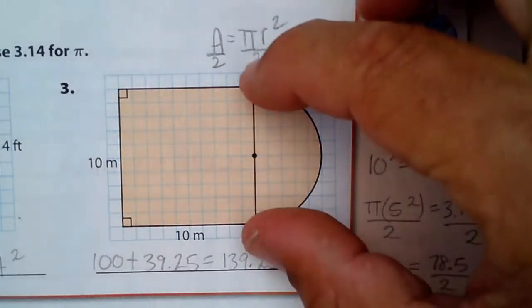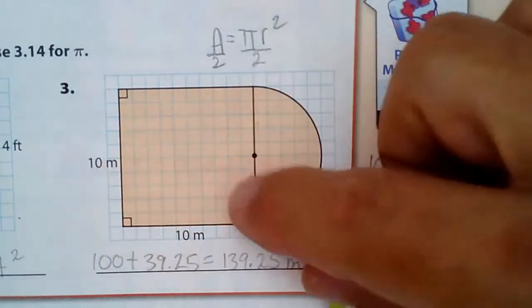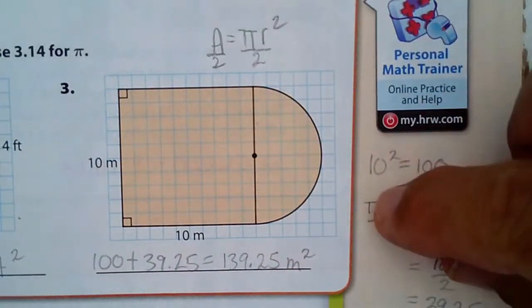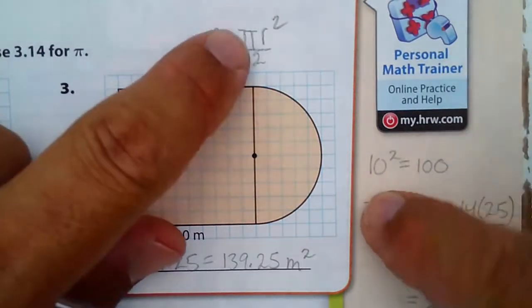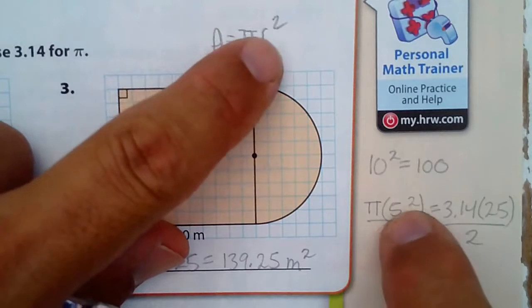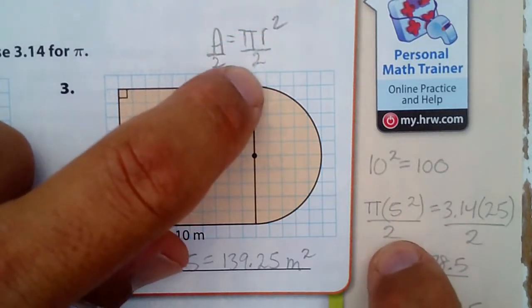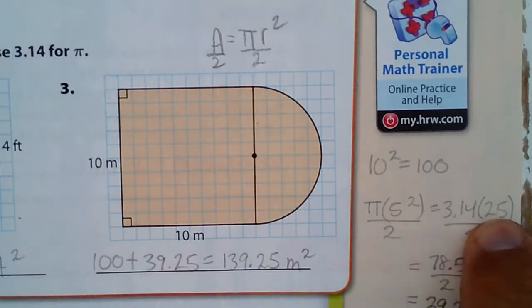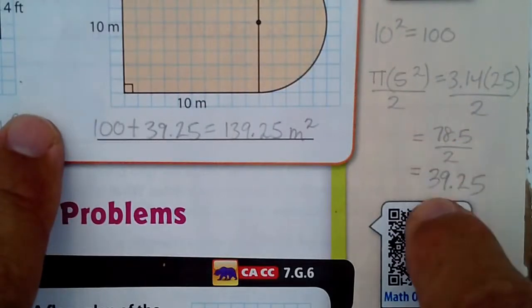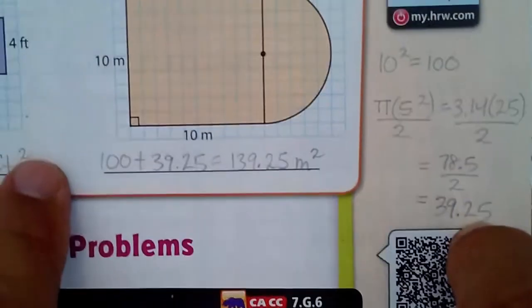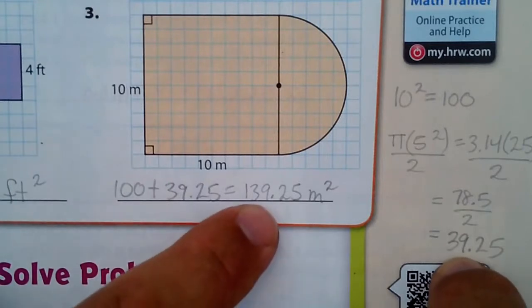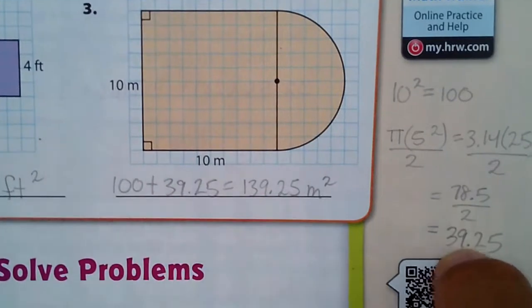Now, the entire distance is 10, because I see it there. Half of that is going to be 5. Well, 1, 2, 3, 4, 5. So I'm using pi times the radius squared, 5 squared. But you have to divide it by 2 because you're taking half. You don't need the entire circle. And 5 squared is 25. So 3.14 times 25 is 78.5. And you got to take half of that, which is 39.25. So now I add my 100 plus the 39.25 to get the total area of 139.25 square meters.